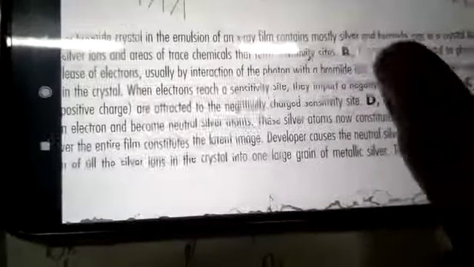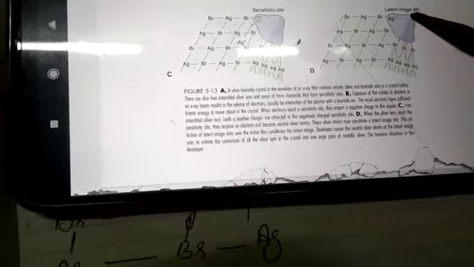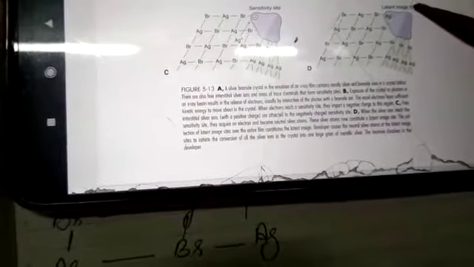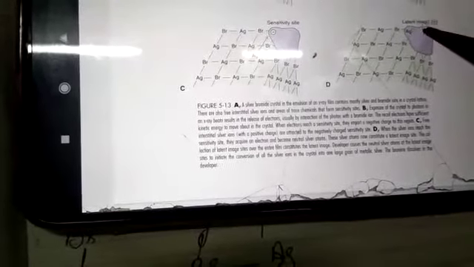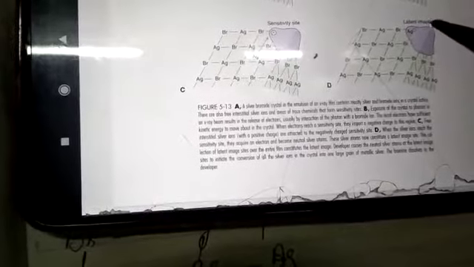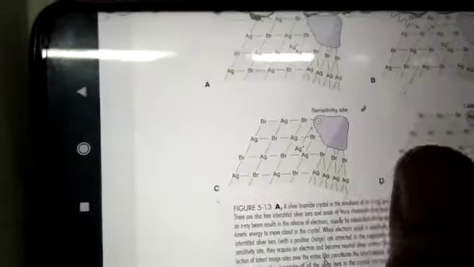Now what does the developer do? The developer acts on this neutral silver atom at the latent image. It initiates it and converts it into a whole grain of metallic silver. So it converts the free neutral silver atom into a whole metallic grain. And what happens to the bromide? The bromide gets dissolved into the developer. So this is all about the latent image.